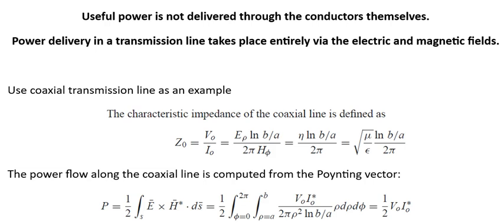Useful power is not delivered through the conductors themselves. Power delivery in a transmission line takes place entirely via the electric and magnetic fields. Use coaxial transmission line as an example. The characteristic impedance of the coaxial line is defined here. The power flow along the coaxial line is computed from the Poynting vector, as shown here.